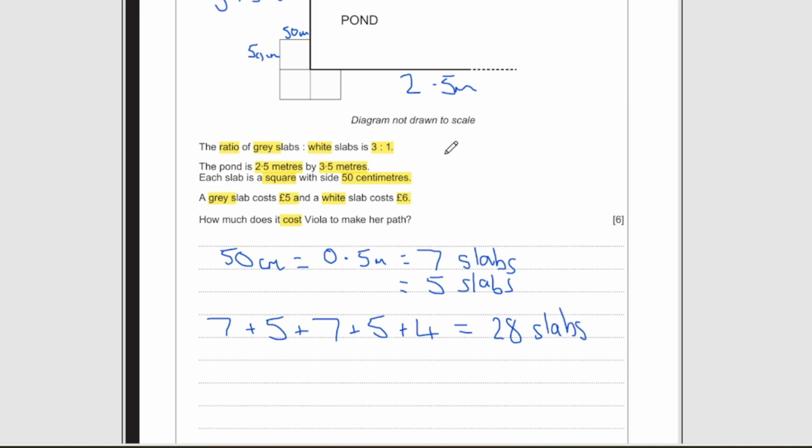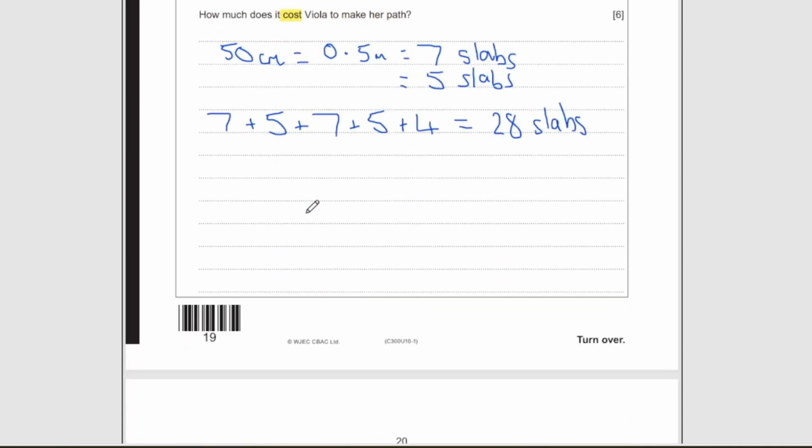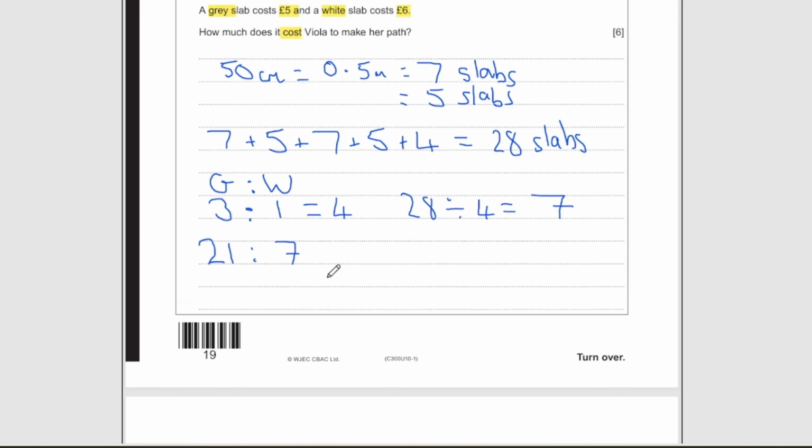Now we're sharing in a ratio. So we've got grey slabs to white slabs. So G for grey, W for white is 3:1. We need to share 28 in the ratio 3:1. To do that, we add the ratios together to give us 4. And then 28 divided by 4. 28 divided by 4, 4, 8, 12, 16, 20, 24 is 7. So that means 1 is 7. 7 times 3 is 21. So there's 21 grey slabs and 7 white slabs.